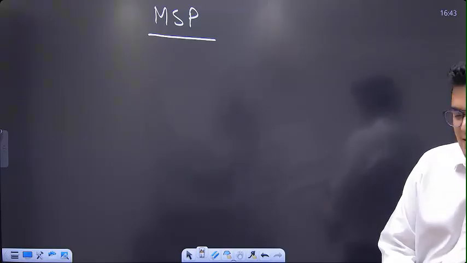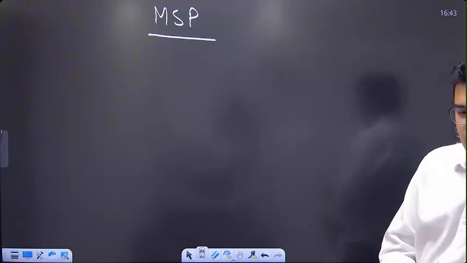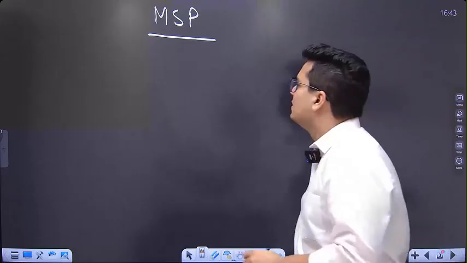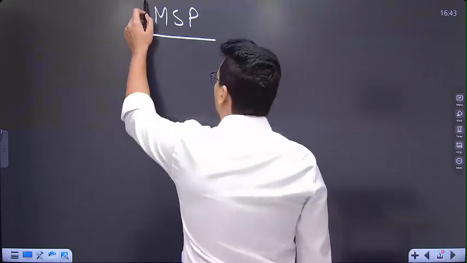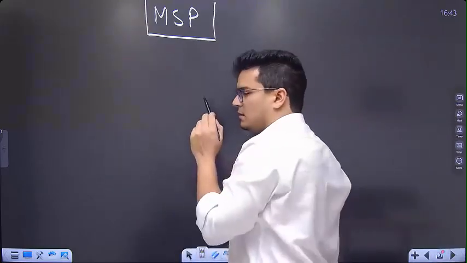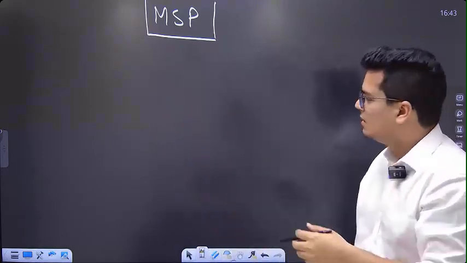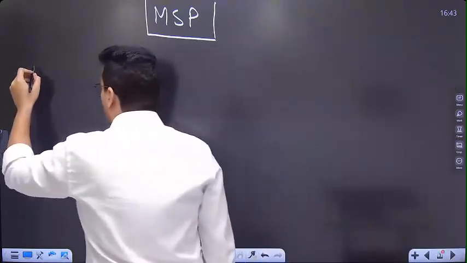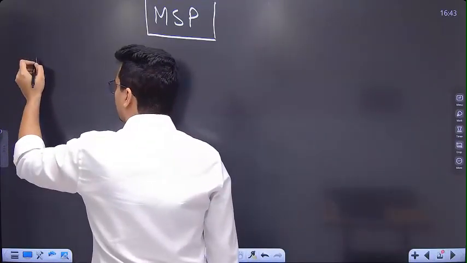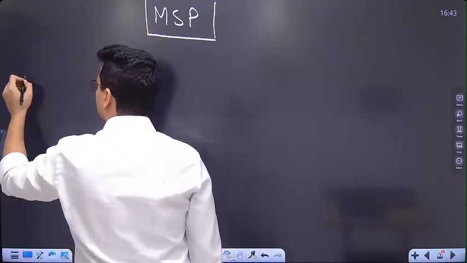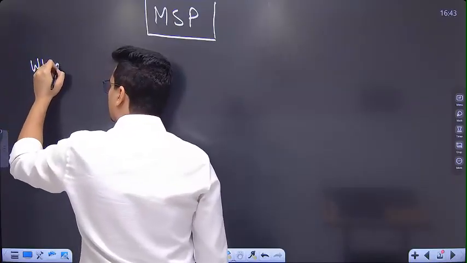Okay, let us read about minimum support price. देखो, minimum support price क्या है? In minimum support price, we are telling the farmer that regardless of, we are saying that you produce, let's say wheat. You produce wheat.